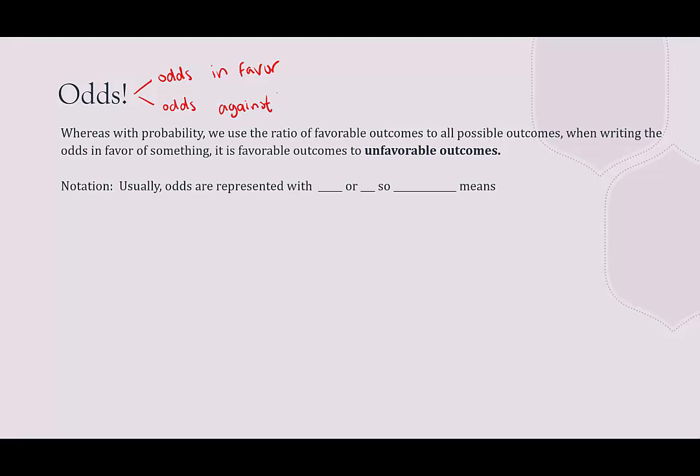Usually odds are represented with a colon, which is this thing here. We can use the word to. We can even just use a fraction. So if we saw 1 to 2 written like that, and if it just says odds, it is assumed to be odds in favor. That means for every one favorable outcome, there are two unfavorable outcomes. One favorable outcome to two unfavorable outcomes.